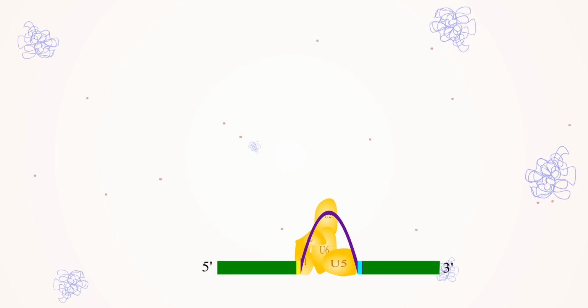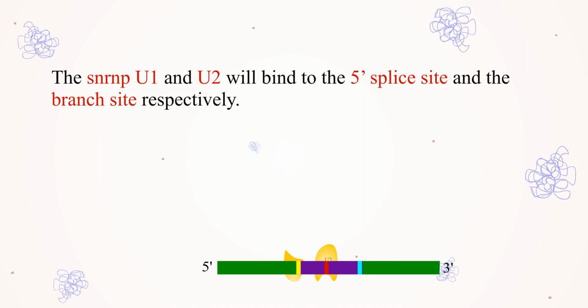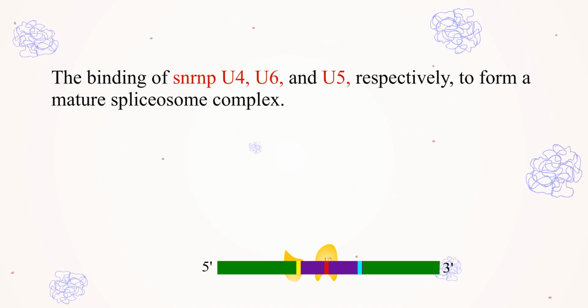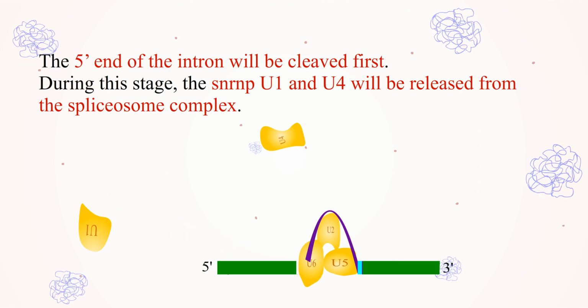The spliceosome will form in the pre-mRNA transcript in the following sequence. The SNRP U1 and U2 will bind to the 5' splice site and the branch site respectively, followed by the binding of SNRP U4, U6, and U5, respectively, to form a mature spliceosome complex. This causes the intron to form a loop-like structure to bring the 5' splice site and 3' splice site together, to begin the splicing. The 5' end of the intron will be cleaved first.